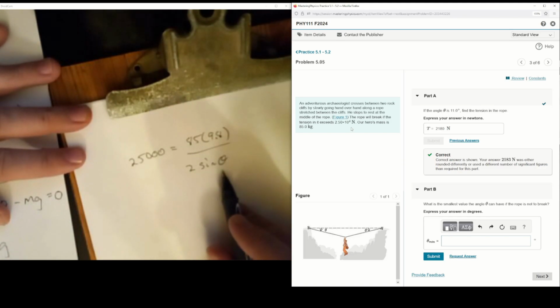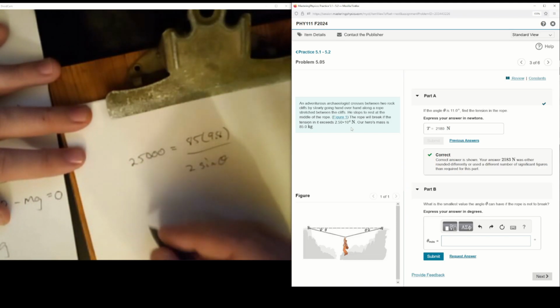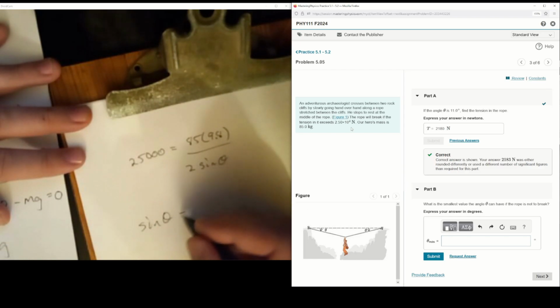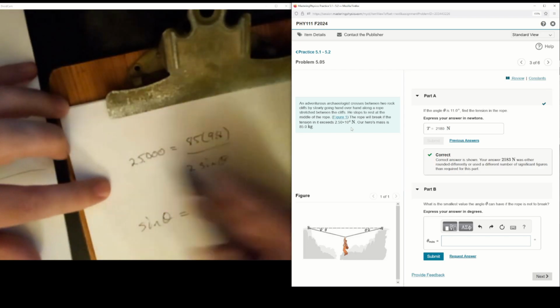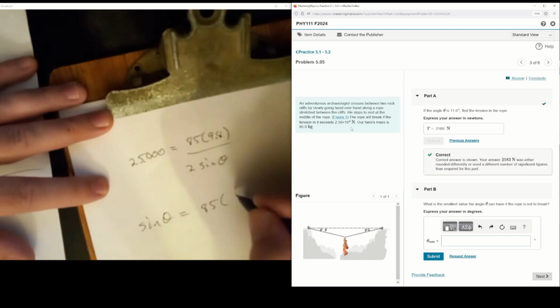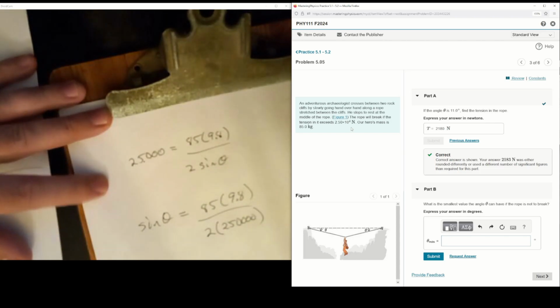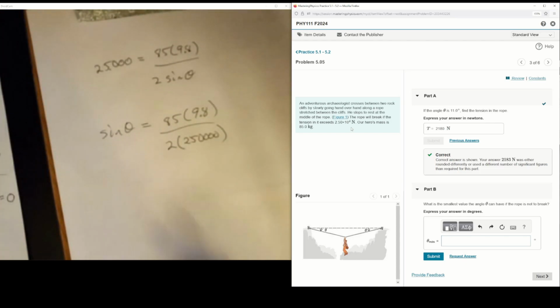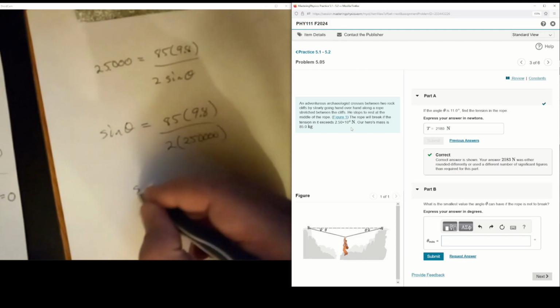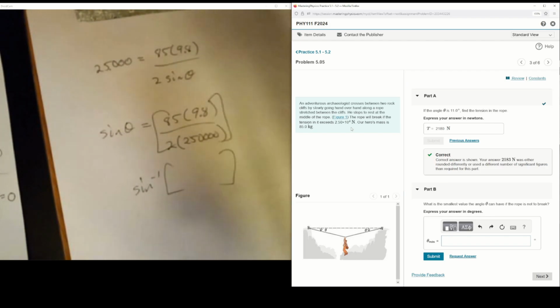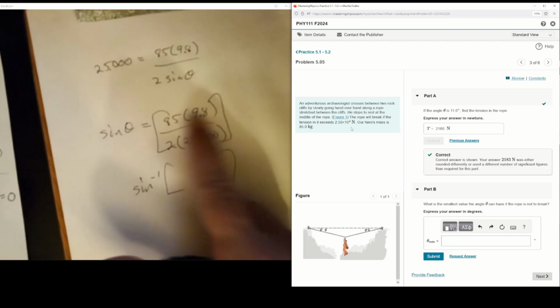We're solving for theta, so I'm just going to move the theta up here, multiply both sides by theta, and then divide by the 25,000. So we'll get this result, or cross multiplication there, whatever you want to call that. So there's our result for sine. We do have to take the inverse sine of this, so ultimately our answer is inverse sine of all this stuff. And that's what I'm going to type into my calculator.